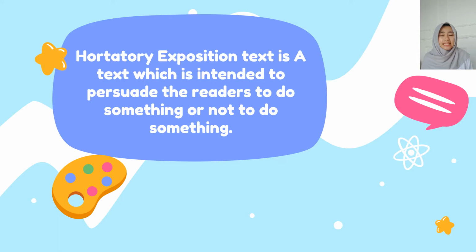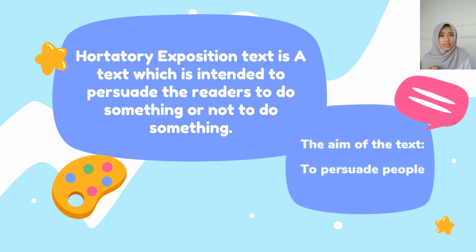Firstly, everyone, let's talk about the definition of Hortatory Exposition Text. Hortatory exposition text is a text that is intended for the writer to make the readers or the listeners believe in something or not to believe in something, or even to persuade people to do something or not to do something. That's why, everyone, basically, the aim of the text is to persuade people. If you hear the word persuading, it means hortatory exposition text. Persuading something, hortatory exposition text.